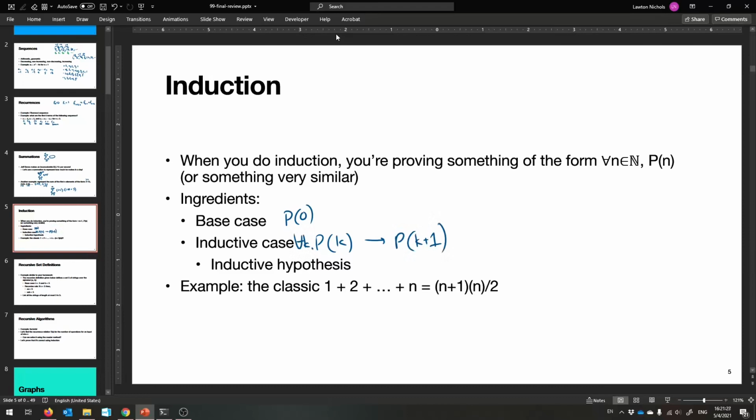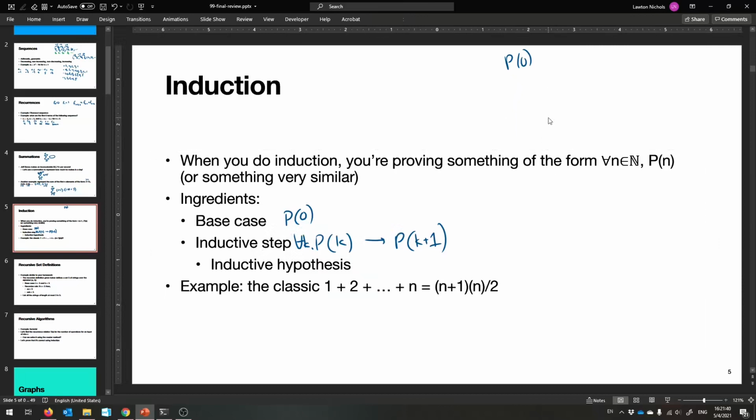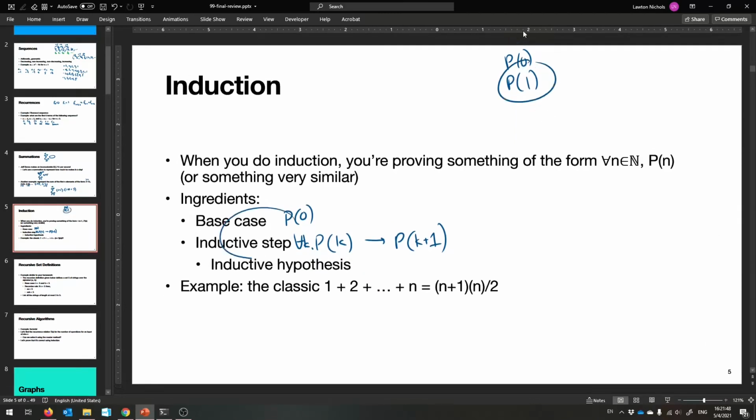And the reason that this works is you start out with P of 0, and then you can use the inductive step rule to go from, okay, I'll just plug k in as 0. That'll get me P of 1. I can use this to make P of 1. Then I can use this in the inductive step to make P of 2. And then I think you can see how you're going to make P of any number. You've proven P for every number.